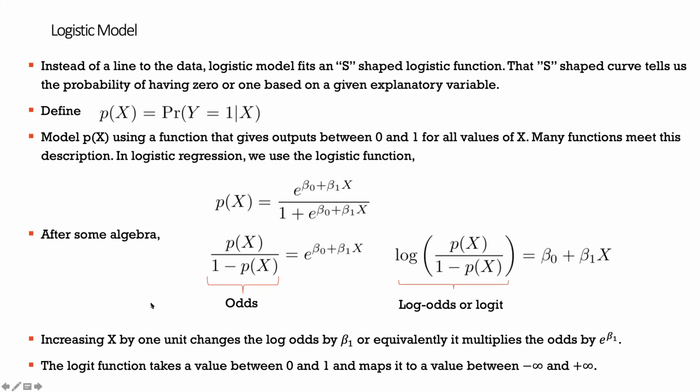And the logit function, this one here, takes a value between 0 and 1 and maps it to a value between minus infinity and plus infinity. This is from 0 to 1, and now you can map it to a value of minus infinity to plus infinity in this example.